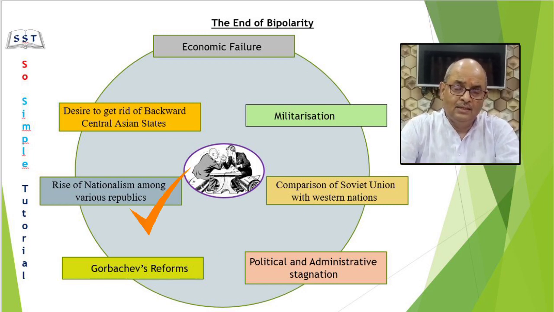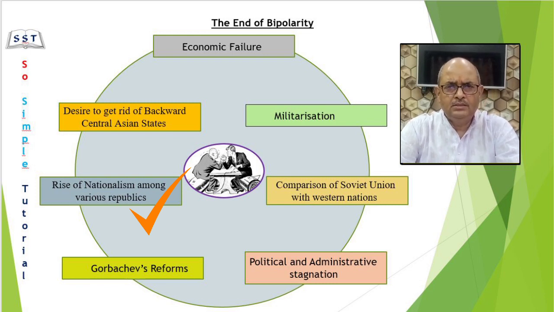Understood. Next, rise of nationalism among various republics. Dear students, we have read that the satellite states in Eastern Europe based on the Soviet model were all overthrown by popular revolutions. This opened a Pandora's box of nationalistic expectations within the Soviet Union itself. The rise of nationalism and the desire for sovereignty in the Baltic republics, Ukraine, Georgia, including Russia, proved to be the final and most immediate cause for the disintegration of the USSR.